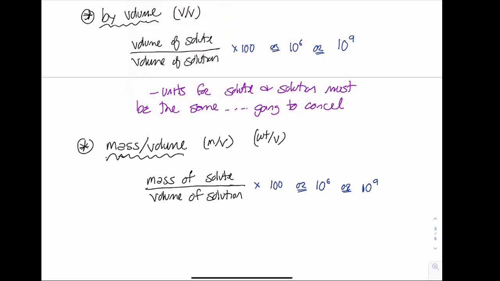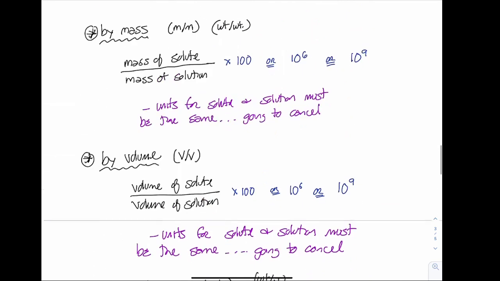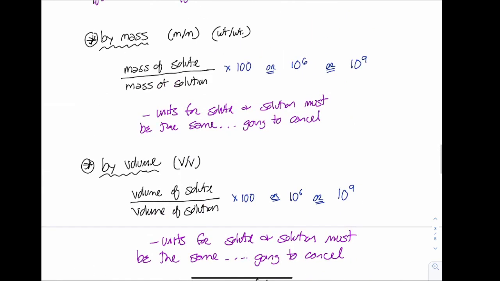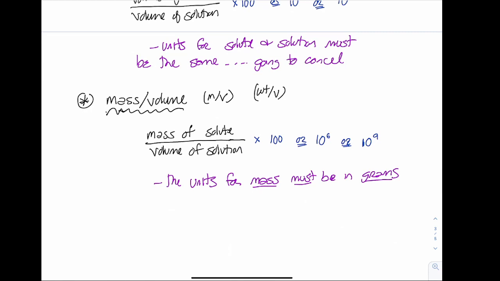This one though, the units is where it's going to be a little bit different. So the units for mass must be in grams. If it's not in grams, you need to convert it to grams. For mass percent, right? Mass on top, mass on the bottom, it didn't matter what they were because they're going to cancel. They just have to be the same. For mass volume percent, my units have to be in grams.